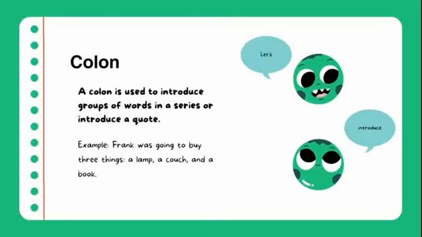Then colon. A colon is used to introduce a group of items in a series or introduce a code. For instance, we have, Frank was going to buy three things: a lamp, a couch, and a book. So you can see it is used to introduce a group of words.